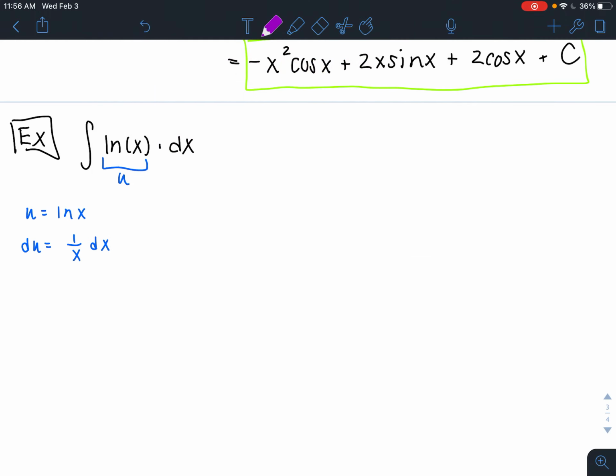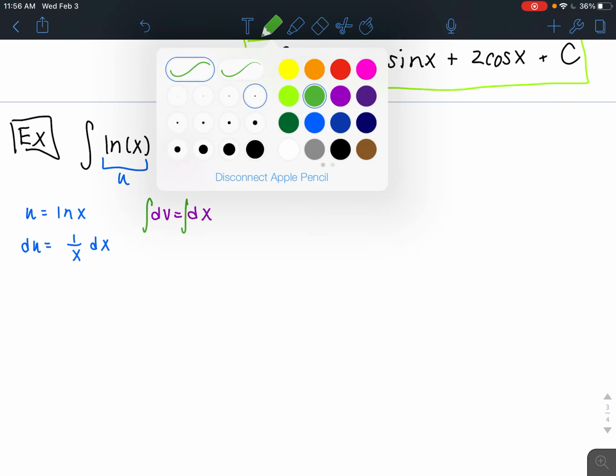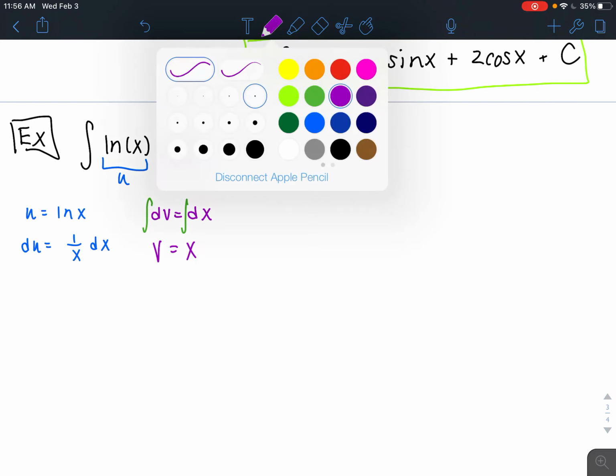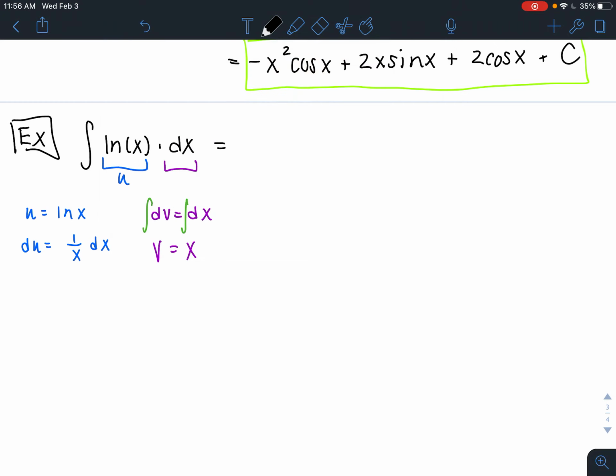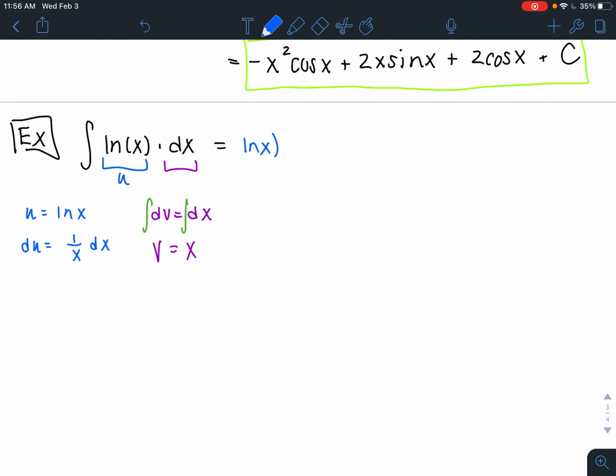Then the only other portion of my original integral that I have not covered yet is the dx. So I'm going to let dv equal dx. And then if I integrate both sides with respect to their variables, the integral of dv is just v, and the integral of dx is just x. So when I apply integration by parts, I get u times v, so the natural log of x times x, minus the integral of v times du.